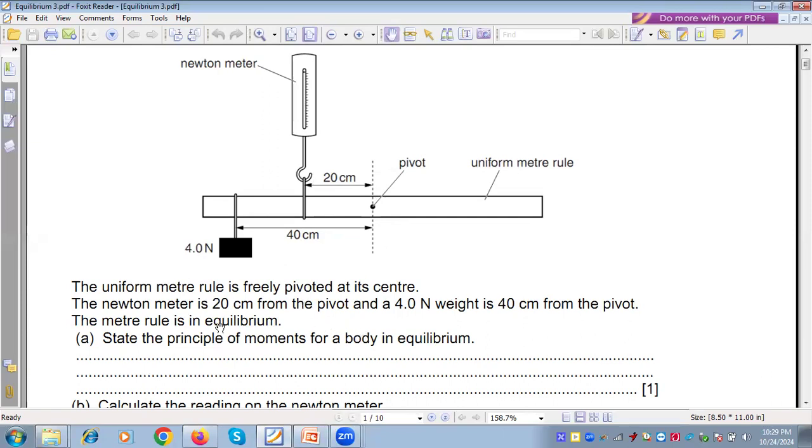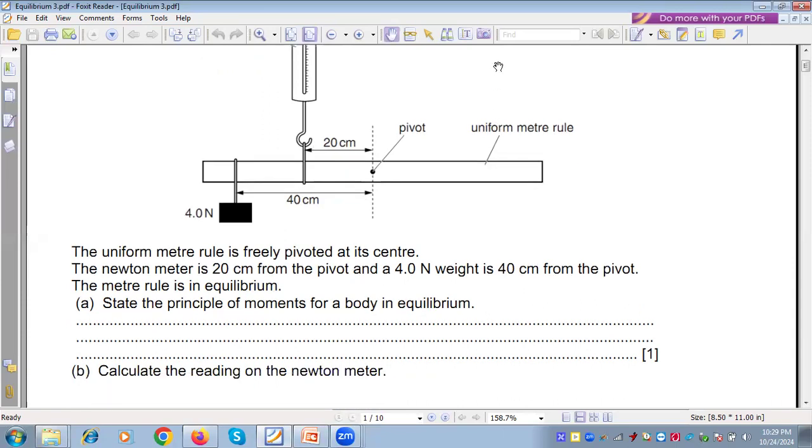Let us see the details of the question. It is freely pivoted at its center, that is at the 50 centimeter mark. The position where the center of the ruler is pivoted is at the center of gravity. So let us draw the point where the center of gravity is lying. So this is CG, center of gravity, and it is at 50 centimeter. This distance is 40 centimeters.